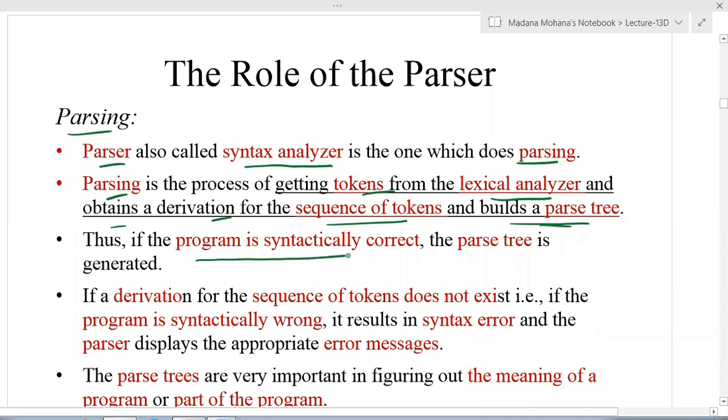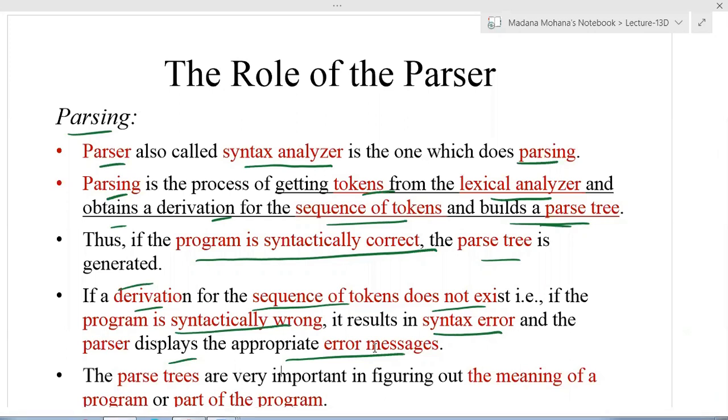Thus, if the program is syntactically correct, the parse tree is generated. Otherwise, the parse tree won't be generated. If a derivation for the sequence of tokens does not exist, that is, if the program is syntactically wrong, it results in a syntax error and the parser displays appropriate error messages. Like the lexical analyzer or scanner, which encounters lexical errors, which we discussed in lexical analysis, the parser or syntax analyzer also encounters errors. These errors are called syntax errors. How to handle these syntax errors, we will cover in this lecture.